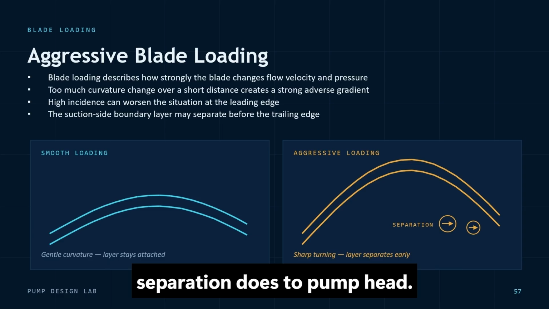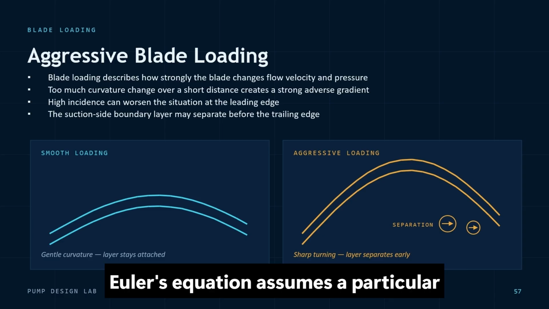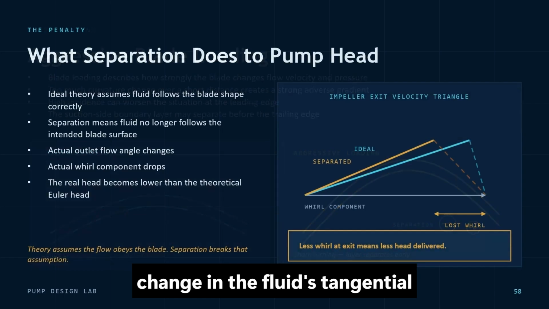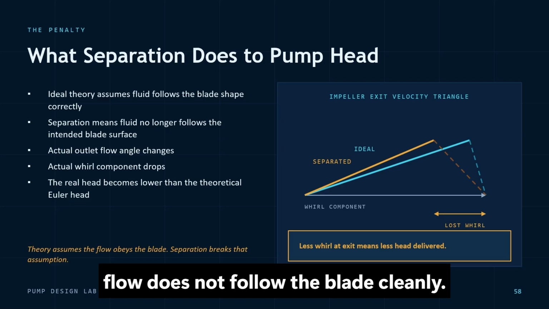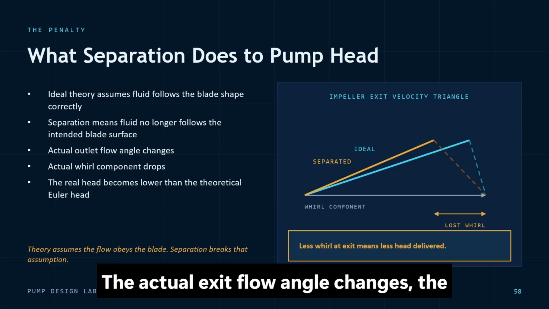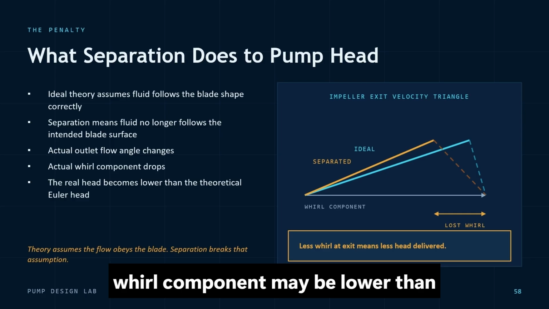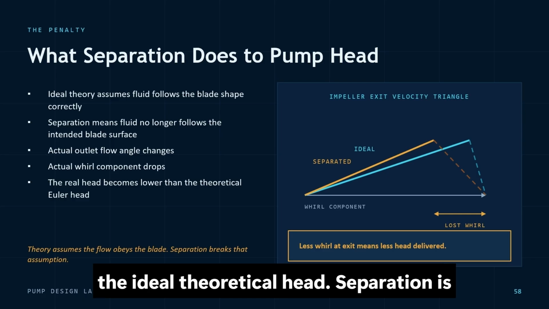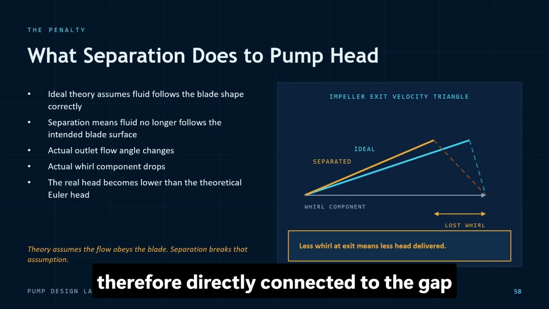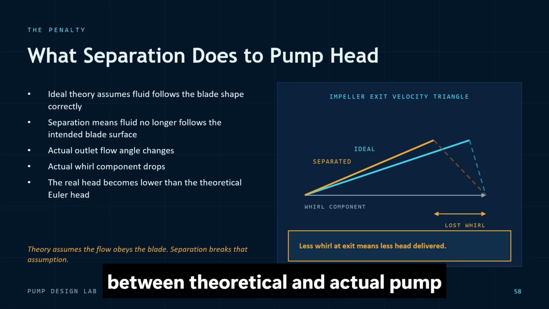What separation does to pump head. Euler's equation assumes a particular change in the fluid's tangential velocity, but when separation occurs, the flow does not follow the blade cleanly. The actual exit flow angle changes, the whirl component may be lower than expected, and the real head falls below the ideal theoretical head. Separation is therefore directly connected to the gap between theoretical and actual pump performance.